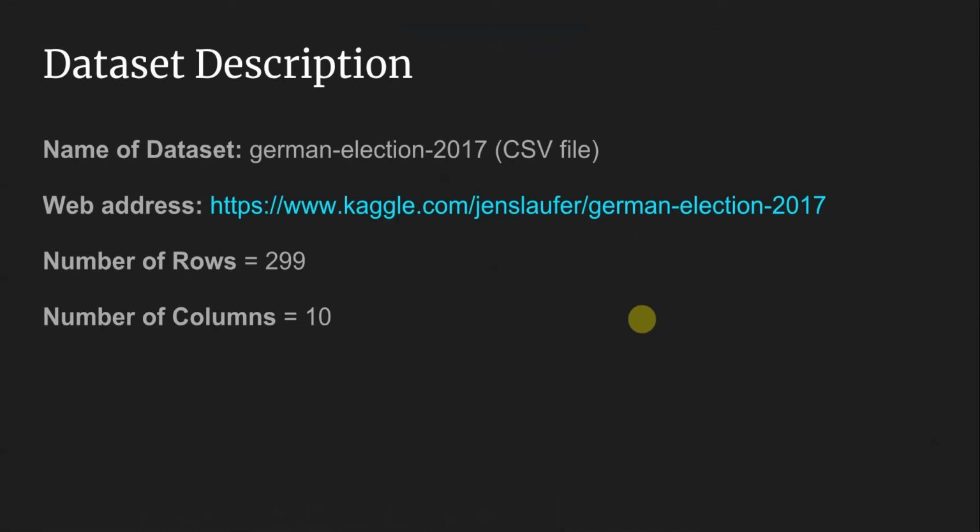So in our data set, we have data of the German election 2017, which we have taken from Kaggle. The number of rows here is 299. The number of columns is 10.